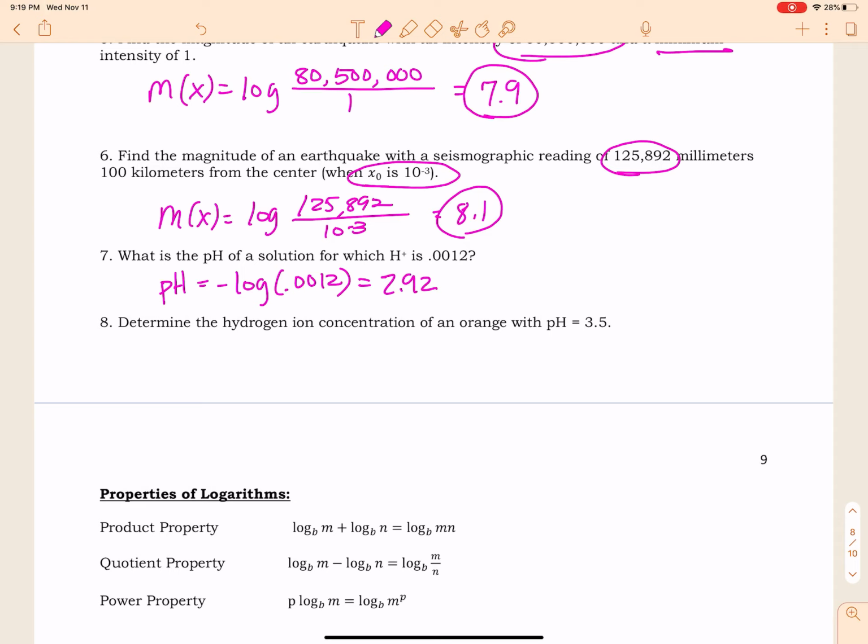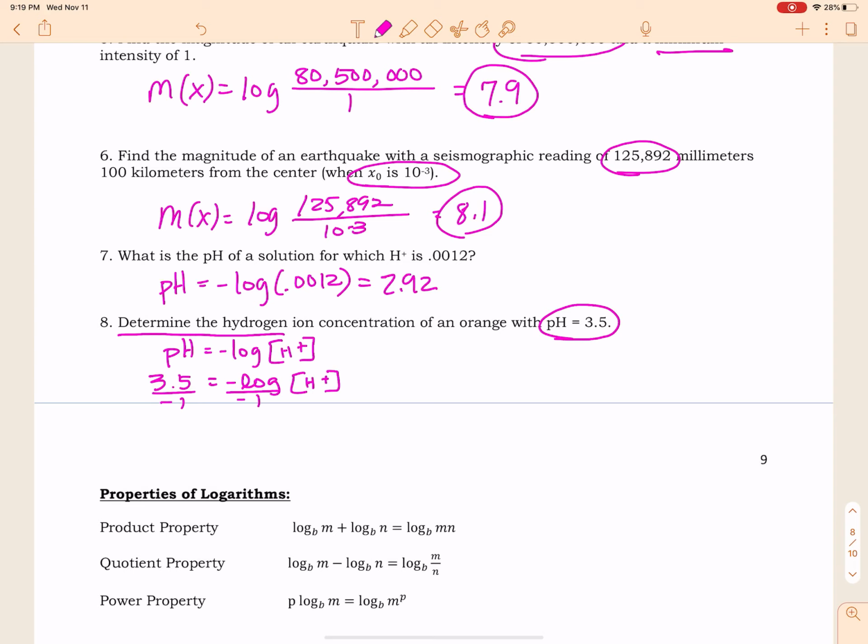All right, this one: determine the hydrogen ion concentration of an orange with pH 3.5. So this time we're using that same formula, but this time we're finding the hydrogen instead of the pH. So I'm just going to substitute 3.5 in here. And then I am going to divide both sides by -1. So that gives me negative 3.5.